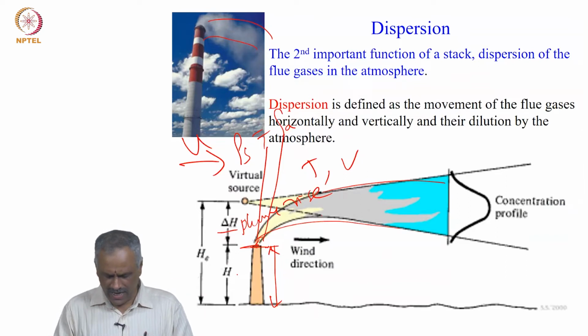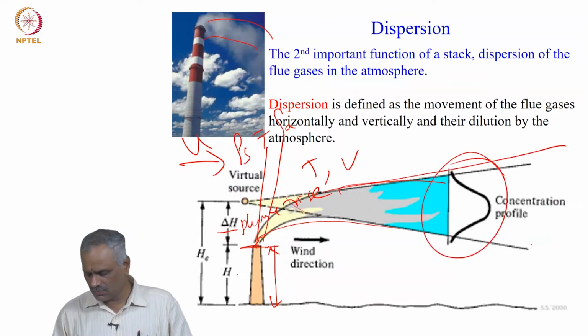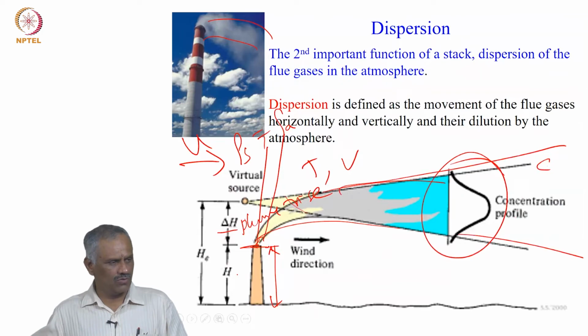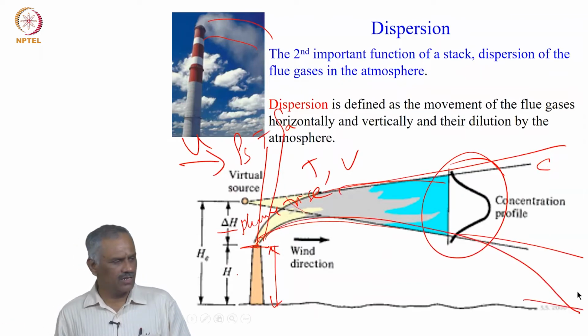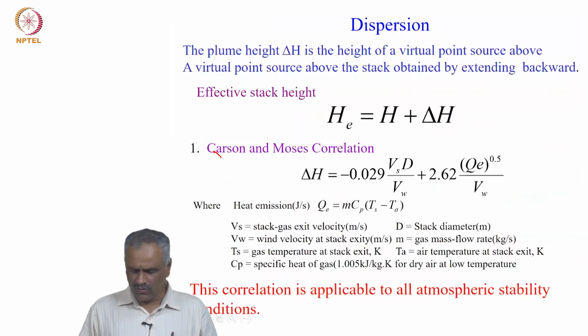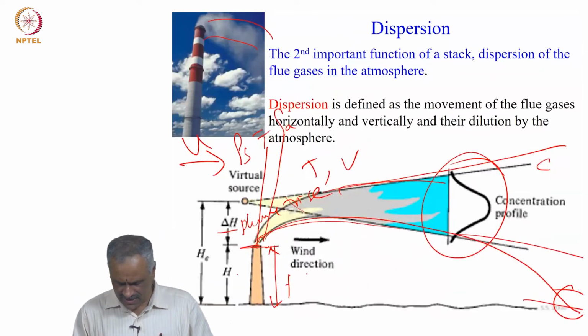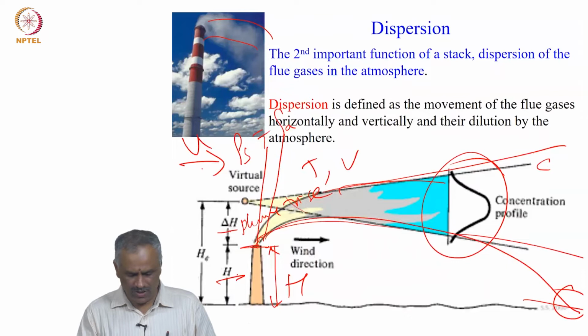So, the plume is bent and it is assumed to be a Gaussian distribution here, and as it goes further, the concentration of pollutants in the atmosphere reduces. It comes and touches the ground somewhere here, where you have a higher concentration. So, we have to find out the effective height, because the physical height H is fixed, but the delta H depends on various other parameters, such as the wind velocity.